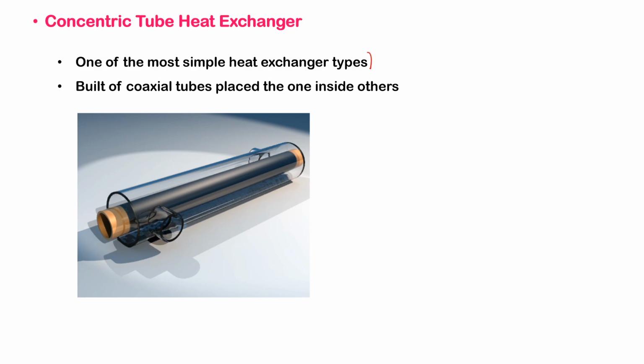You have two coaxial tubes. In one tube, a hot fluid, and in the other tube, a cold fluid. The position may change depending on certain criteria, and we'll talk about this later on. So you have one fluid that goes in the hot side, and another fluid that goes into the cold side.